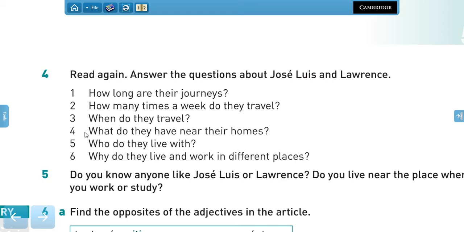What do they have near their homes? Well, near Jose Luis' home, there is a river and mountains. And near Lawrence's home, there is the sea, a school, and an airport. Number 5. Who do they live with? Both of them live with their wives and children.